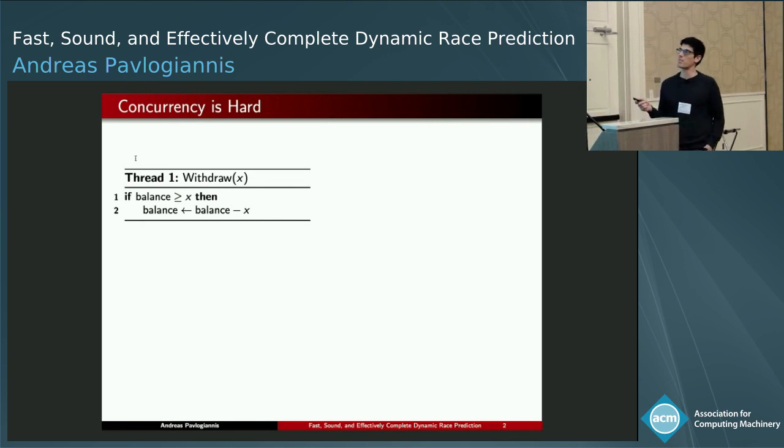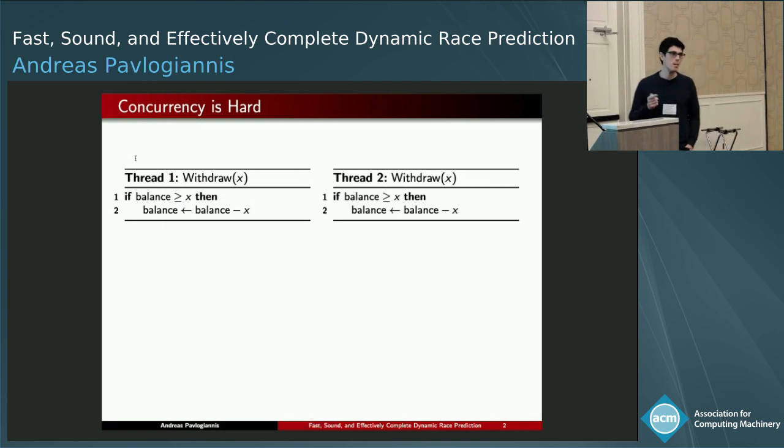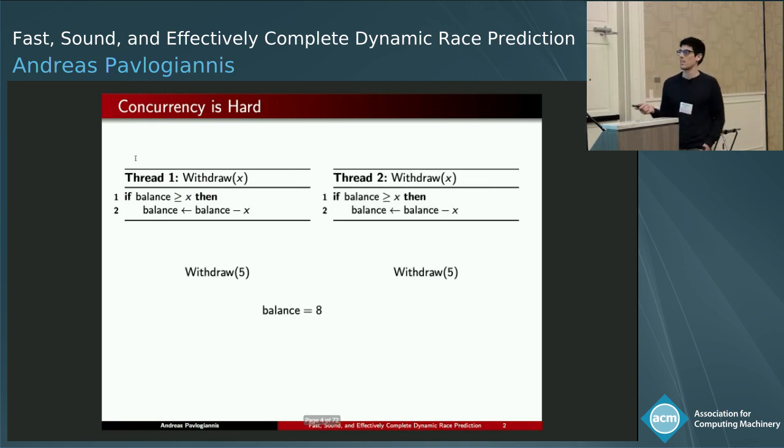And this is a fine piece of code in a sequential setting, but not in a concurrent one. In particular, you can run into trouble when you have two versions of this running in parallel. You can see this with a simple example. Let's say we start with a balance of 8, and you try to withdraw 5 on each side.